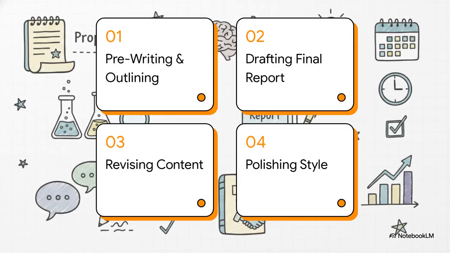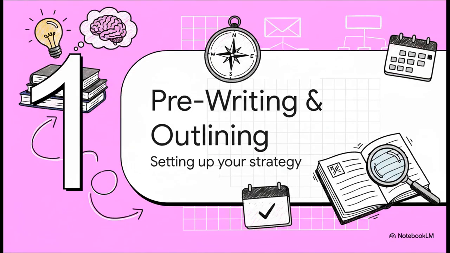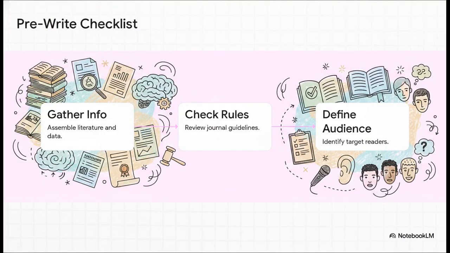To get us across that published finish line, we're going to map this out into 4 distinct phases: pre-writing and outlining, drafting the final report, revising content and structure, and finally, polishing your writing style. So let's kick things off with phase 1, pre-writing and outlining. Now, to eliminate those inevitable distractions later, because let's face it, we all look for any excuse to stop writing, you absolutely need to execute this quick checklist first.